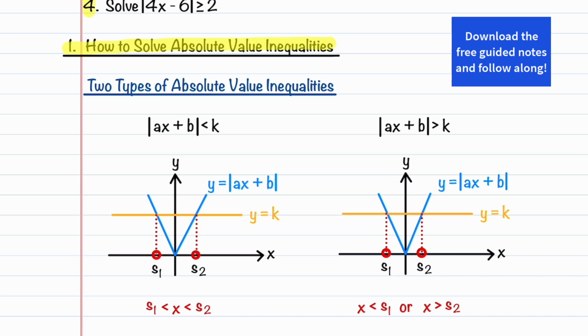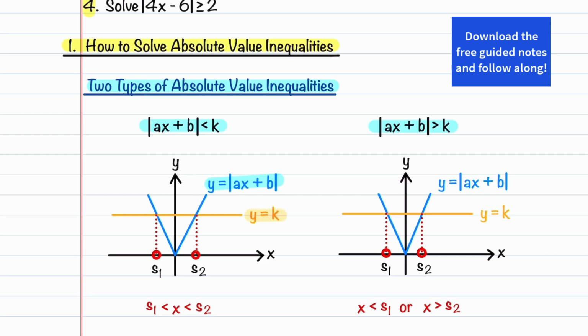Let's start by learning how to solve absolute value inequalities. There are two types of absolute value inequalities. The first type is where you have an absolute value that is less than a constant, and the second type is where you have an absolute value that is greater than a constant. Let's look at the graph on the left and see what our solution is going to look like when our absolute value, y is equal to ax plus b, is less than our constant k.